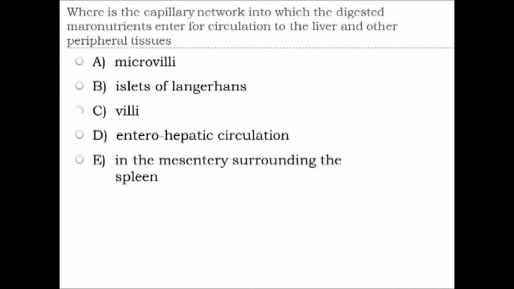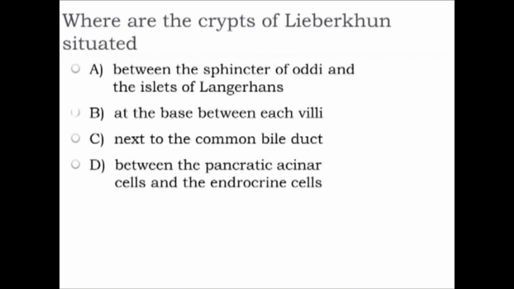Next question, where is the capillary network in which the digested macronutrients enter for circulation to the liver and other peripheral tissues? Stop here and select your answer. The correct answer is the villi, C. Next question, where are the crypts of Lieberkühn situated? Pause here and select your answer. The correct answer is B, at the base between each villi.